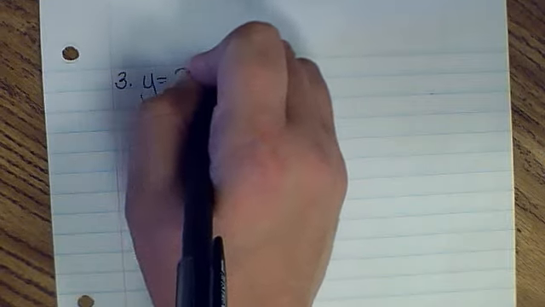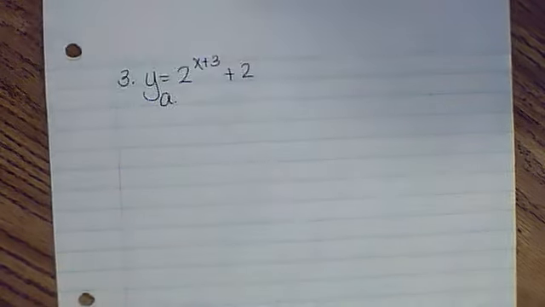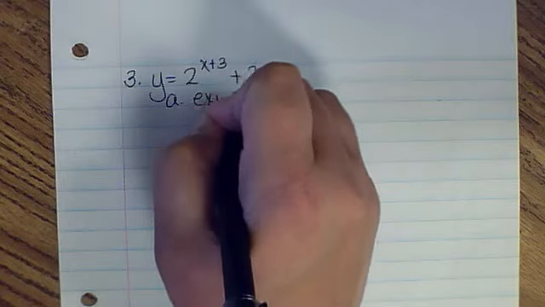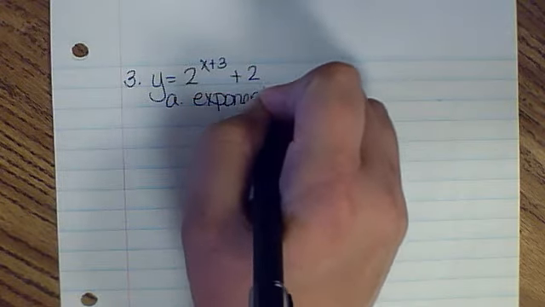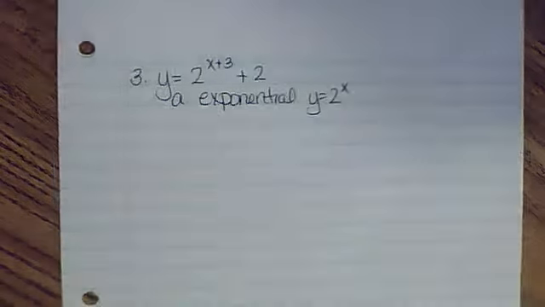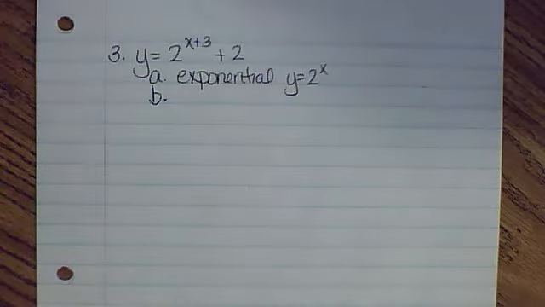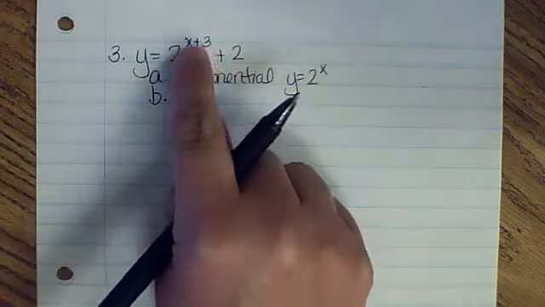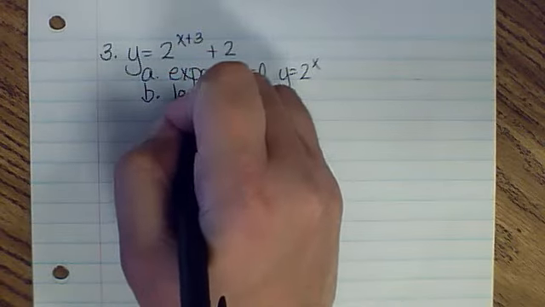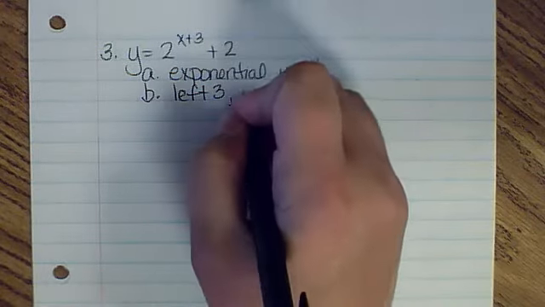Number 3. Y equals 2 to the x plus 3, plus 2. So part A, our parent function is exponential, which is y equals 2 to the x. Remember, we talked about it being y equals a to the x, but we use 2 to the x as our specific function. B is our transformations. This plus 3 that's in the exponent moves it left 3. And then this plus 2 out here moves it up 2.